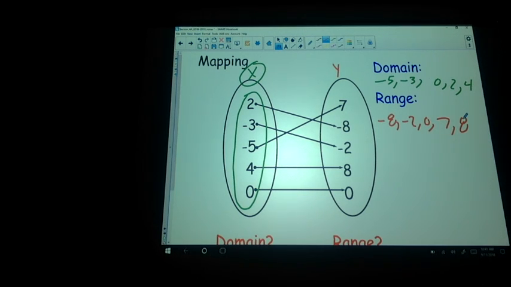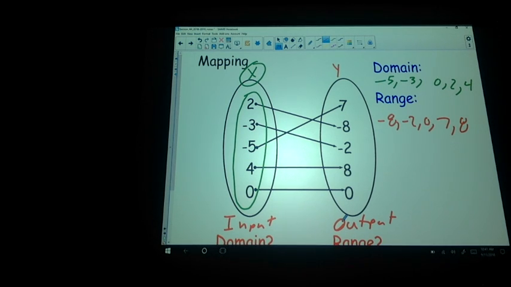Again, the domain is also known as the input, and the range is known as the output. Okay? Again, they're all alphabetical, which I think is pretty helpful.